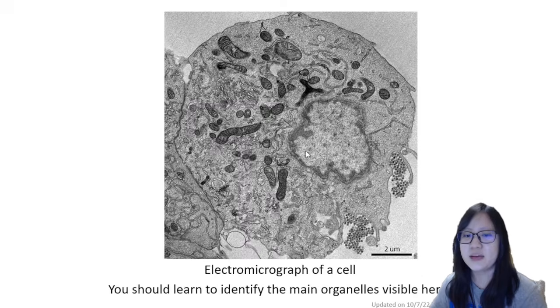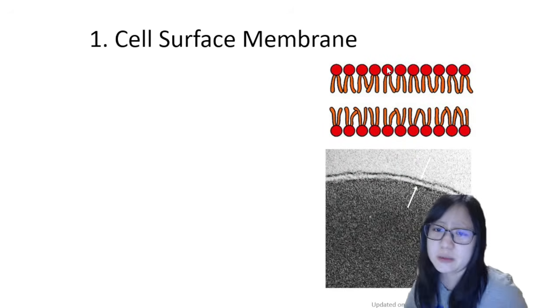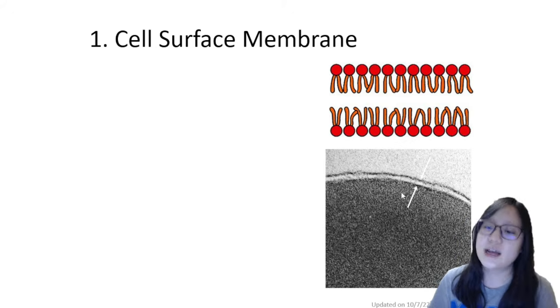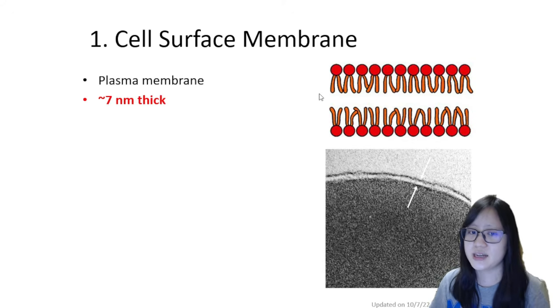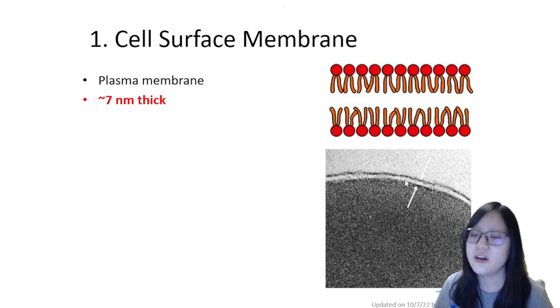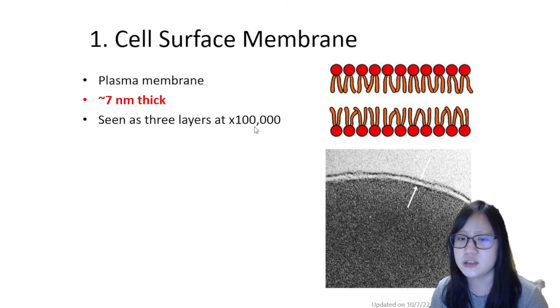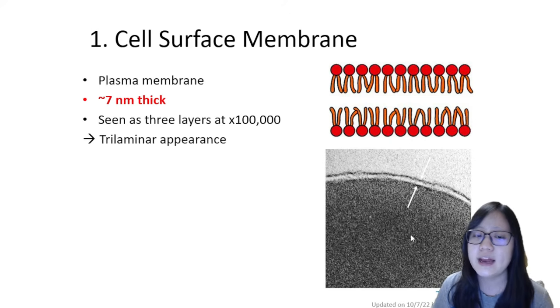Let's go. Number 1, there is the cell surface membrane. Again, the cell surface membrane is not really an organelle. It's an ultrastructure. You can see it under the electron microscope, and it looks like this. It is also called the plasma membrane. It is around 7 nanometers thick, and you can see it under the electron microscope, not so much the light microscope. Under the electron microscope at 100,000 times, it will be seen as 3 layers, and therefore we say it gives a trilaminar appearance.